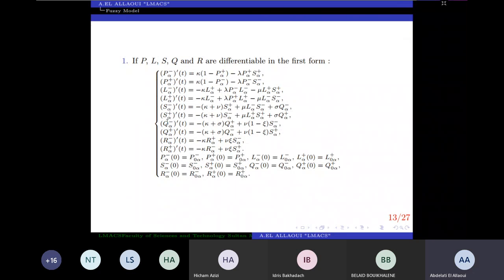So P, L, S, Q, and R can be differentiable in the first form or in the second form. So we discuss all cases. Here we focus just on two situations, if they are differentiable in the first form or in the second form. And the other cases are similar to one of the following two cases. If they are differentiable in the first form, problem 2 leads to the following system of nonlinear differential equations. And if they are differentiable in the second form, we have to solve this system.